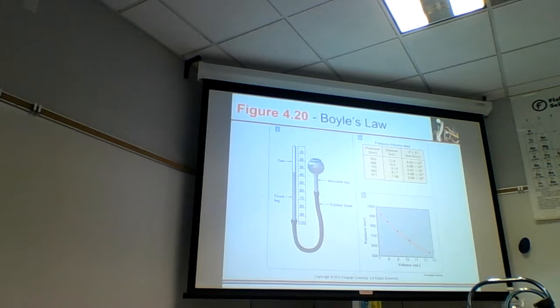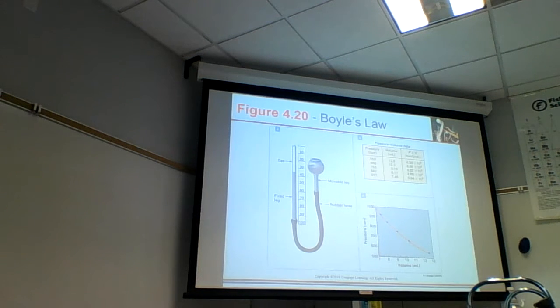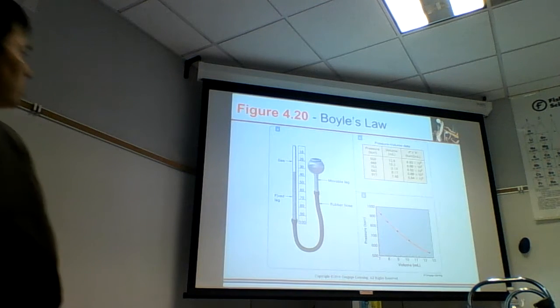We look at this as far as everything goes with these types of proportionalities. So the next one we're going to look at is, that was temperature and volume. But what happens with pressure and volume?